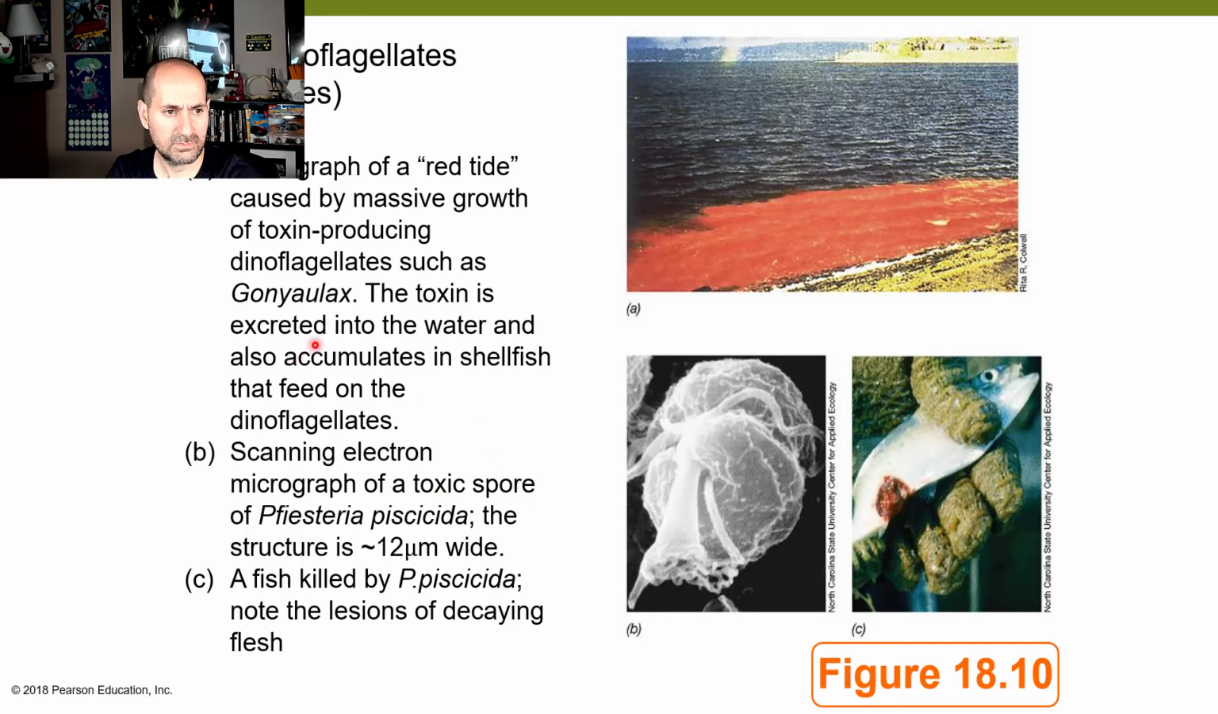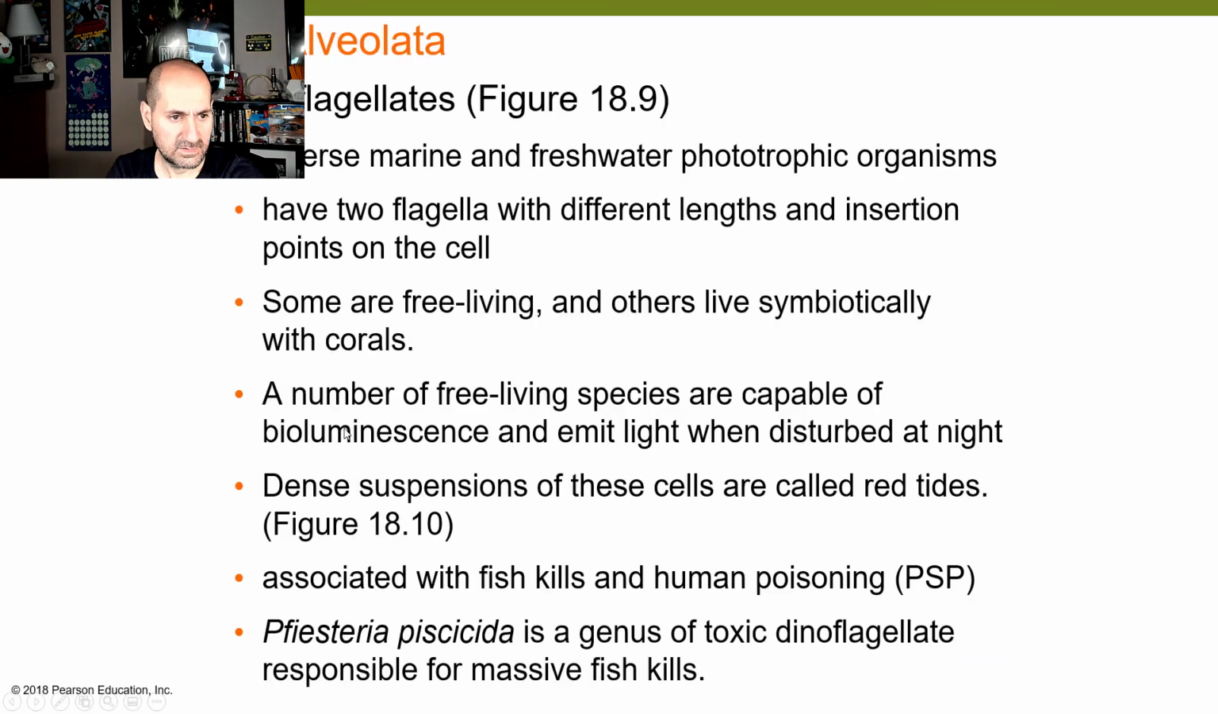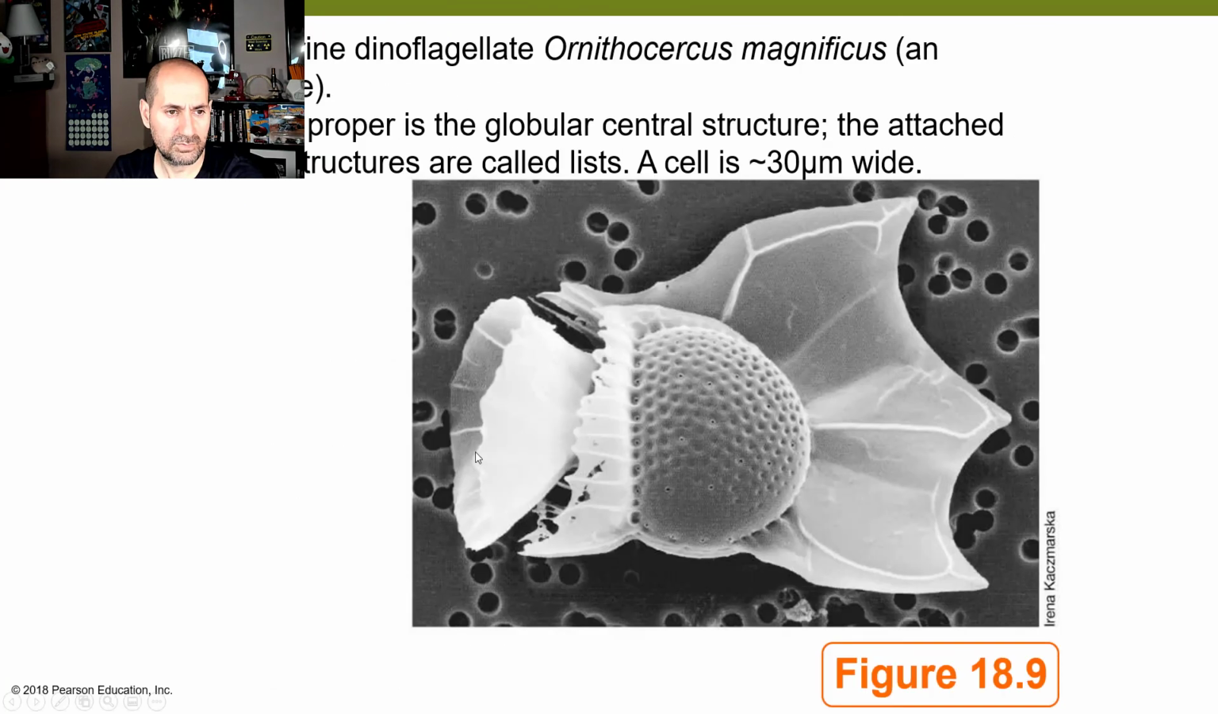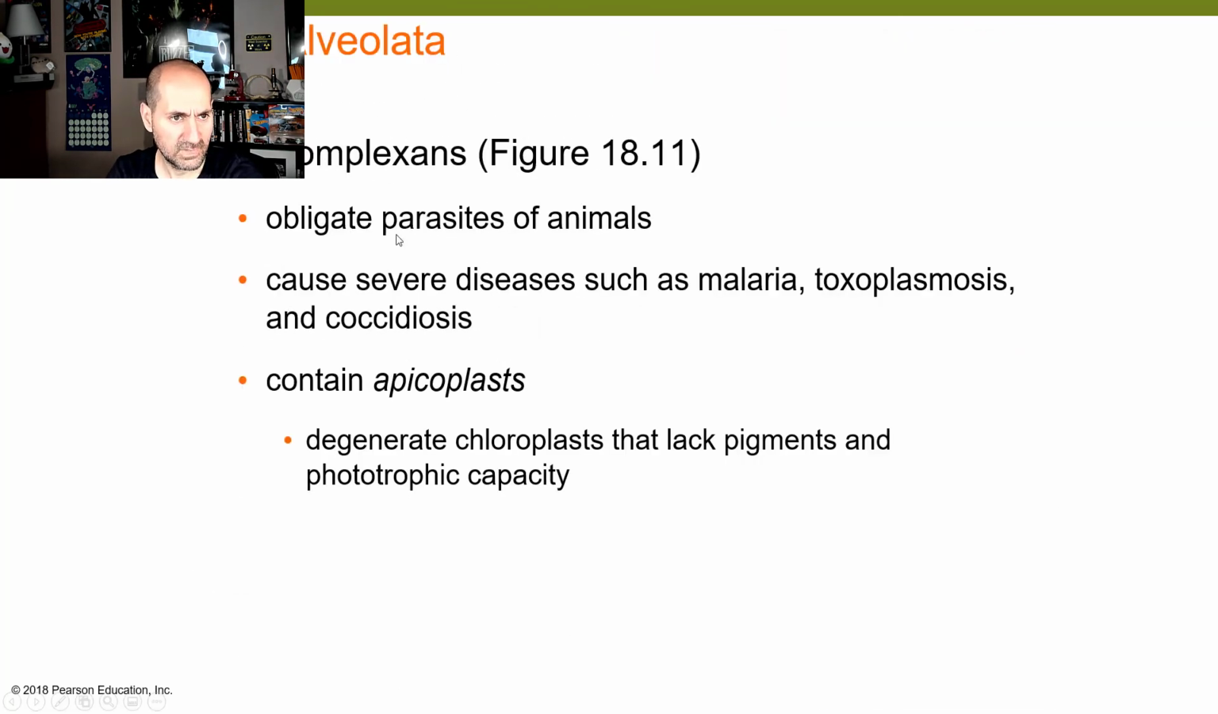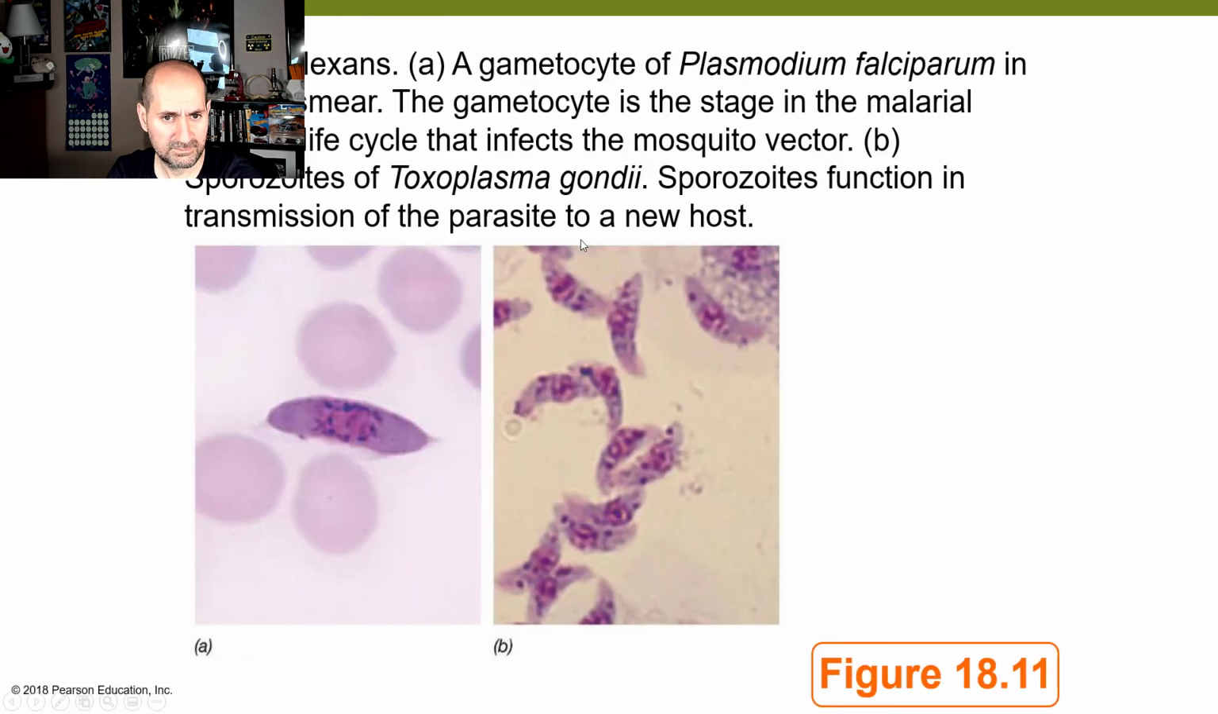And also you can see bioluminescence with the dinoflagellates as well. They can bioluminesce during blooms at night as well. You can see the blue lights. Apicomplexans, these are obligate parasites of animals. So here's an example of an apicomplexan, Plasmodium, which causes malaria in humans.